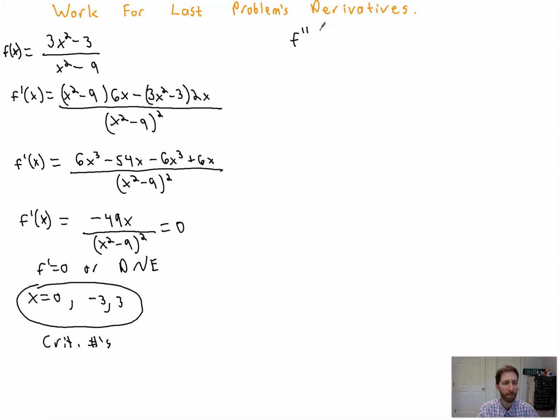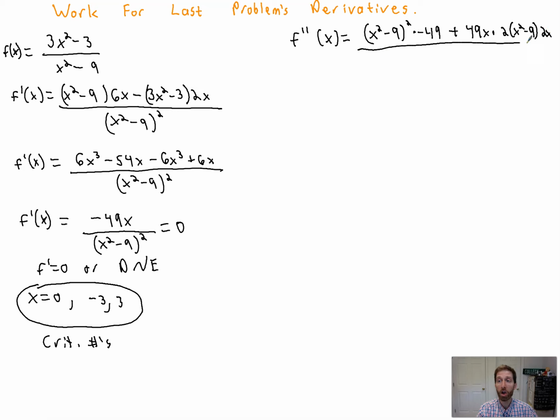So f double prime of x is equal to bottom d top. So that's x squared minus 9 squared times the derivative of the top, which is negative 49, minus top. So minus a minus 49 is a plus. That's minus the top, d bottom. Okay, hold on here. Chain rule. 2 times x squared minus 9 times the derivative of the inside, 2x. All over the square of the bottom, which is x squared minus 9 to the 4th. Okay, let's keep rocking and rolling.